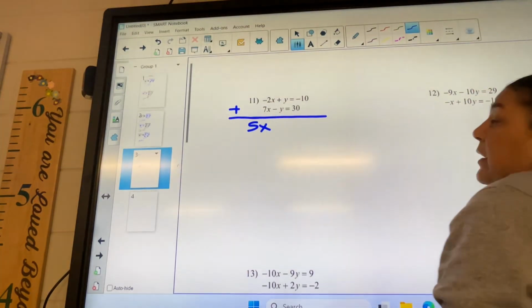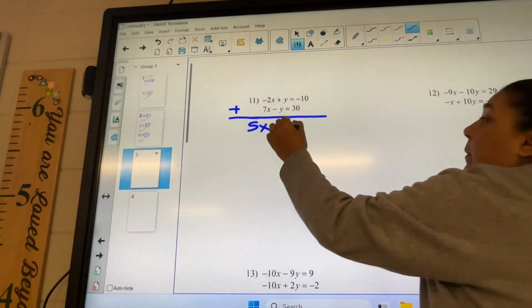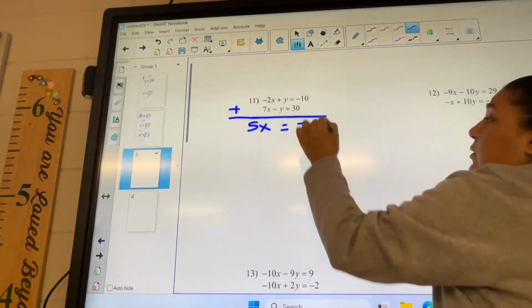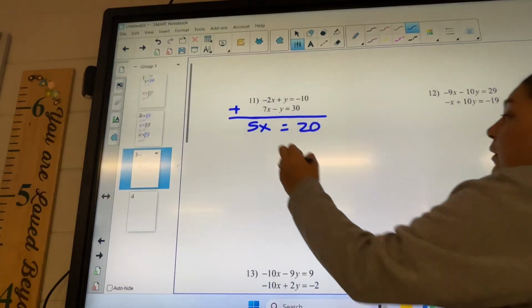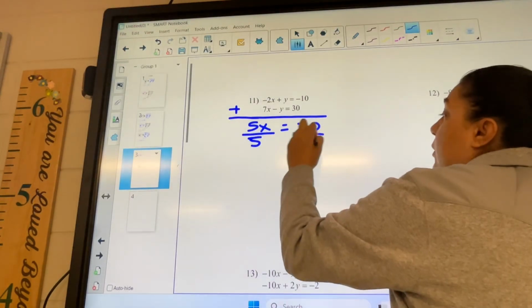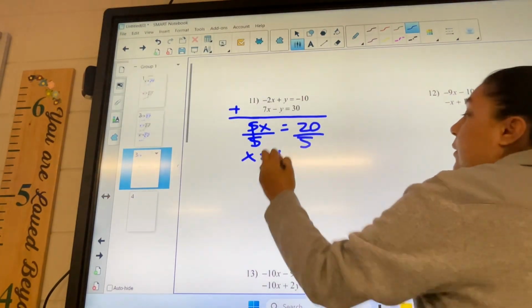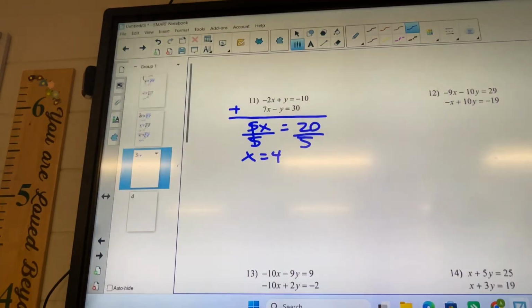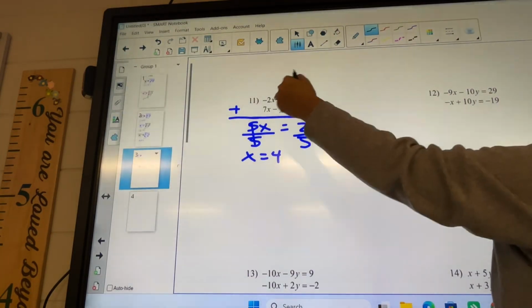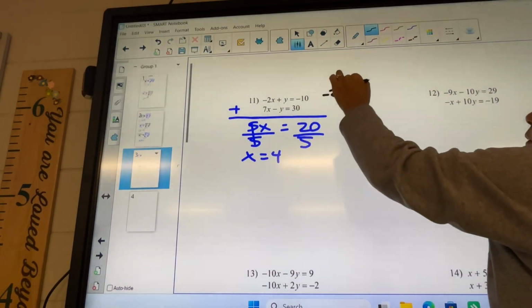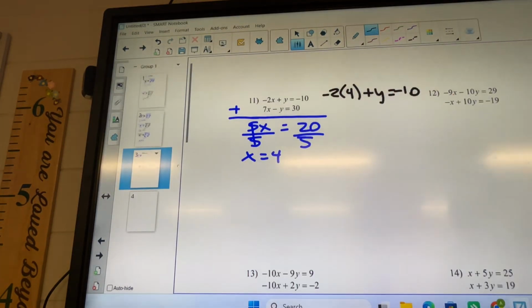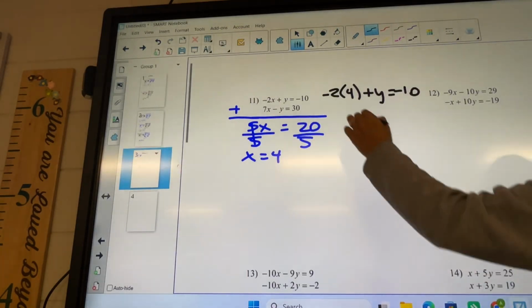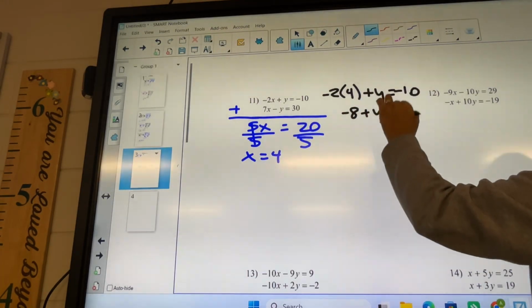The y's, I got positive 1 and a negative 1, so those are going to cancel. And then negative 10 plus 30 is going to be 20. We're going to divide by 5 on both. We get x equals 4. Okay, and then I can plug that back in. So I get negative 2 parenthesis 4 plus y equals negative 10. Negative 2 times 4 is going to be negative 8 plus y equals negative 10.